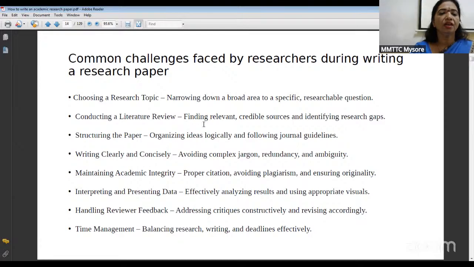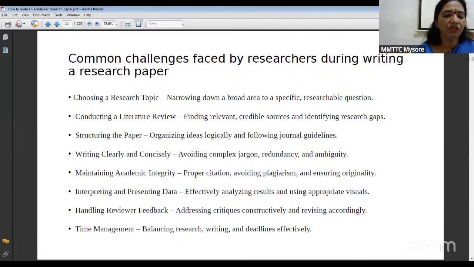Finding relevant, credible sources and identifying research gaps. Structuring the paper, that is organizing ideas logically and following journal guidelines. Whatever paper steps I told, it depends upon the journal also. Each journal will have its own way of presenting and writing the paper. You can go to the particular journal, see the format for writing a research paper, and follow their instructions. That is also possible. And then writing clearly and concisely.